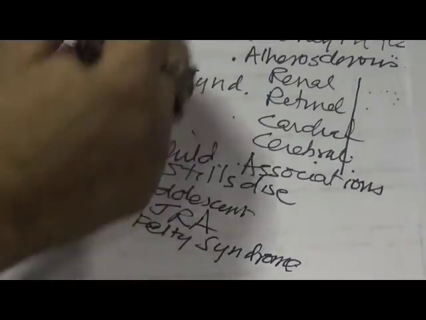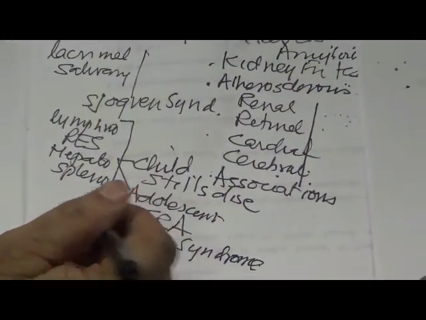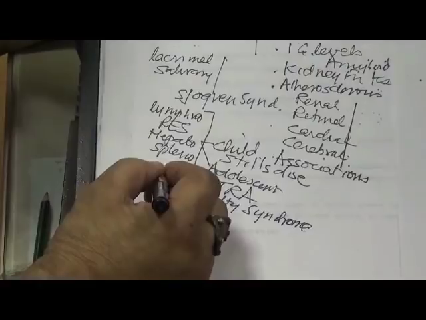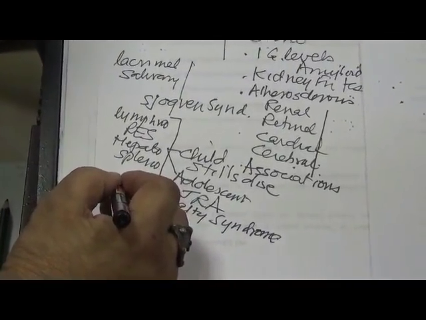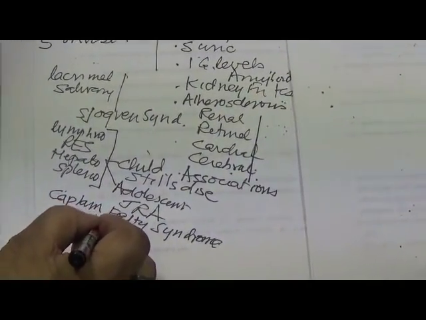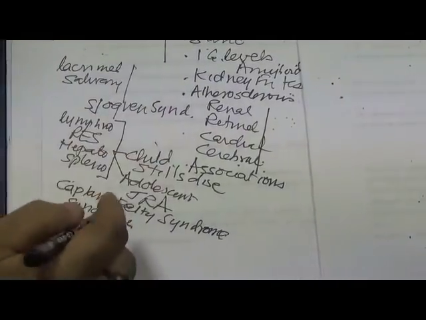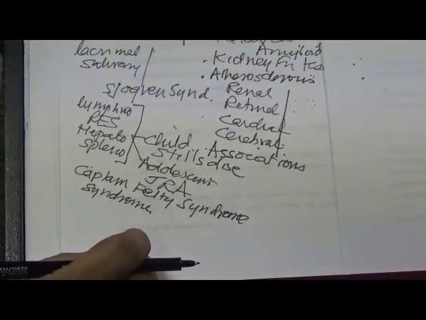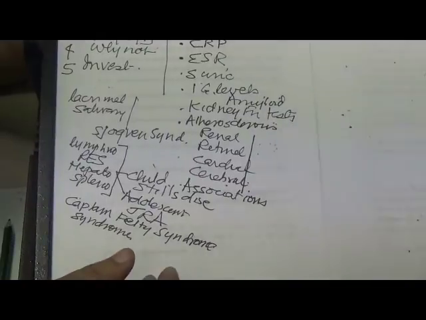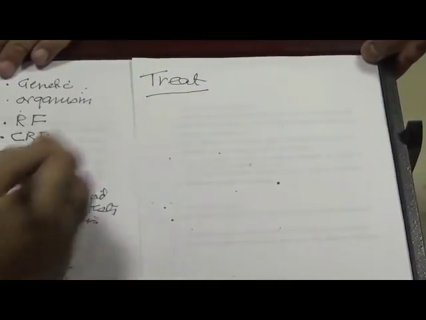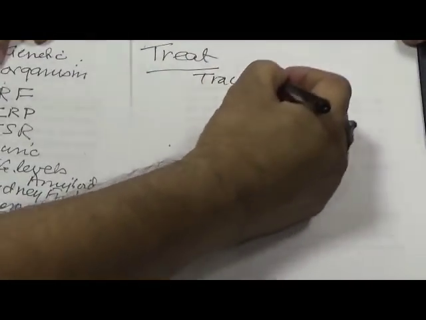So these are the possible investigations. Then you can have involvement of membranes like pleura and pericardium. And in pleura and pericardium, you have what is called Kaplan syndrome. So these are the variants of rheumatoid arthritis. And these can be the possible investigations. There may be some more. Finally, you plan the treatment. You can't do anything with genetics. You can trace and eliminate organisms.